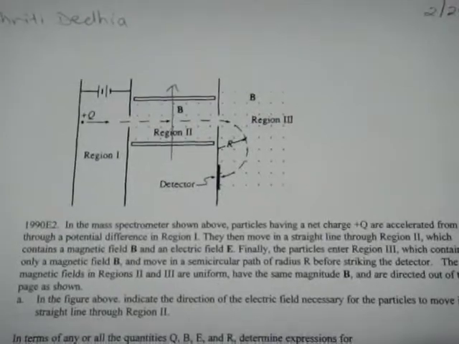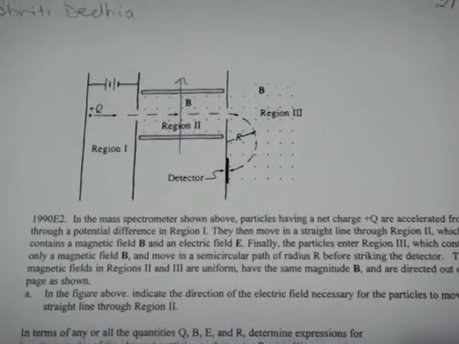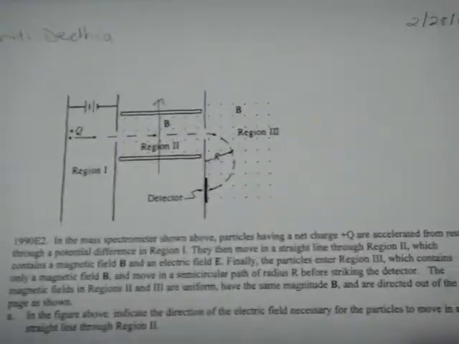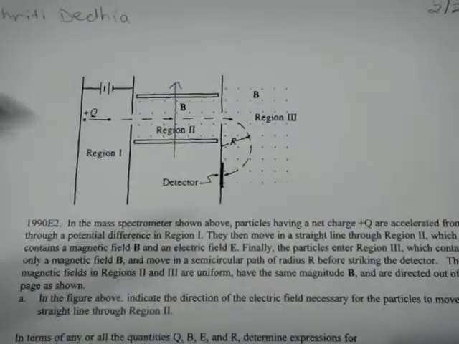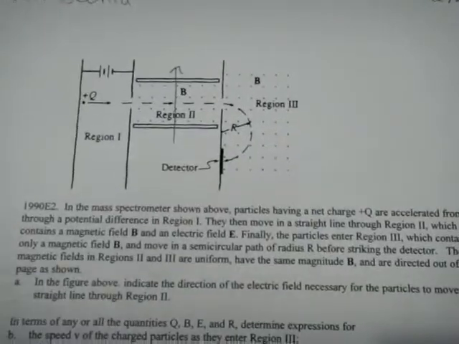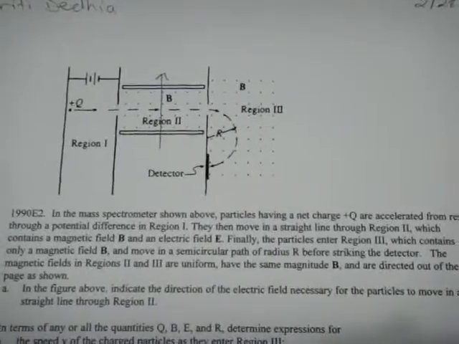Hi everyone, so I'm here to do another AP Physics C free response. This one is from 1990 and it's Electricity 2. The figure I would redraw, but it's kind of complicated, so I just figured we could just look at the diagram on the paper, and I'll just read the question.